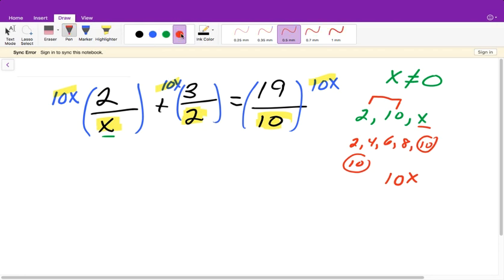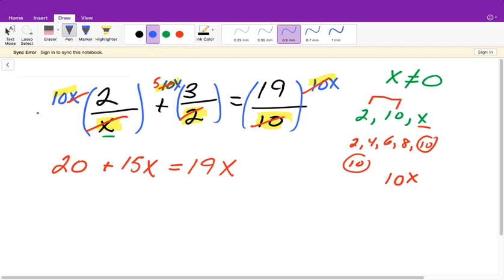And what this allows us to do is get rid of all of our fractions, because this x will cancel out with this x, and we're left with 2 times 10, or 20. This 2 can reduce this 10 to a 5, and we're left with 5x times 3, or 15x. And this 10 will cancel out with this 10, so we're left with 19x. All right, now these are the exact same equations, but written in two different ways. One of them doesn't have the fractions, so it's a little bit easier for you to solve that way.